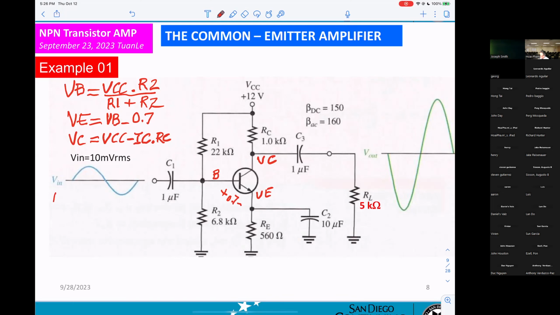Okay. If I want to calculate the IE, what does IE equal? 1 plus beta times... No, IB. No. Right now, you cannot use that formula. You know that the VE is right here. Okay, you get VE already. If I want IE, Ohm's law. You take the VE divided by RE. That one you get IE.